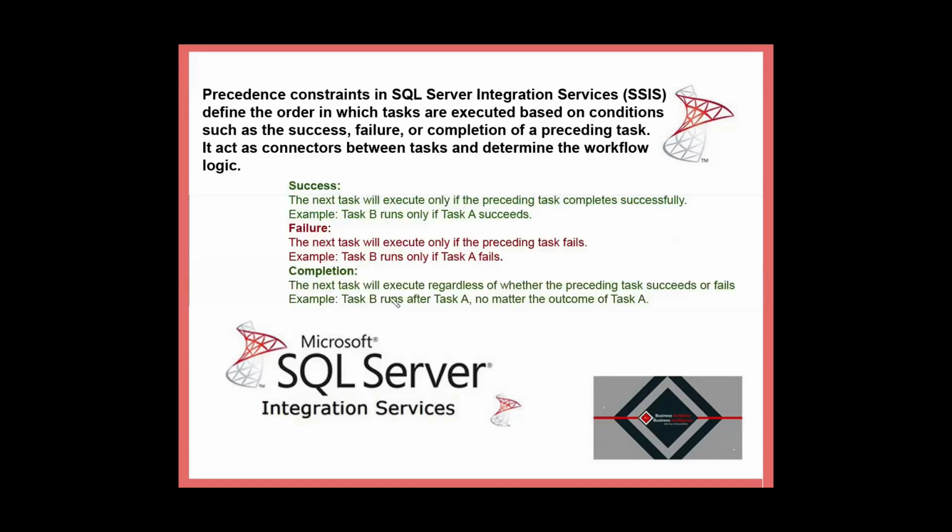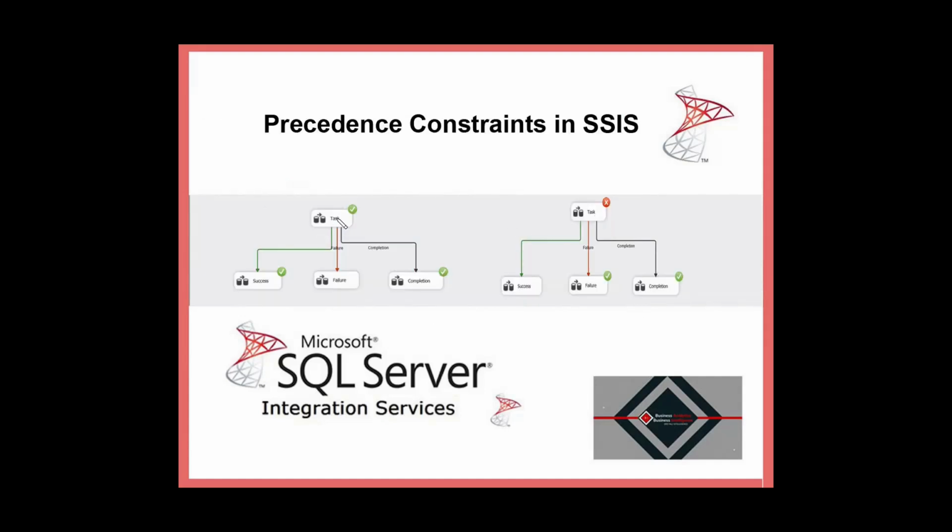And completion: the next task will execute regardless of whether the preceding task succeeds or fails. Task B runs after task A no matter the outcome of task A. So no matter whether the outcome is failure or success, the completion is going to run. We will see an example of it.